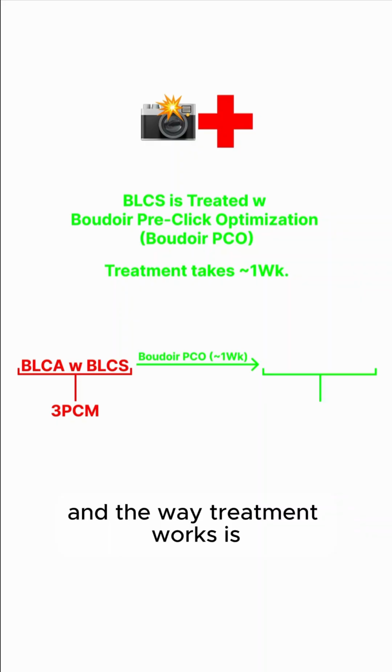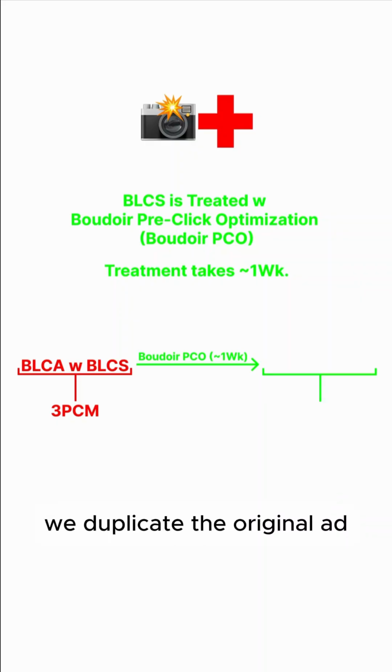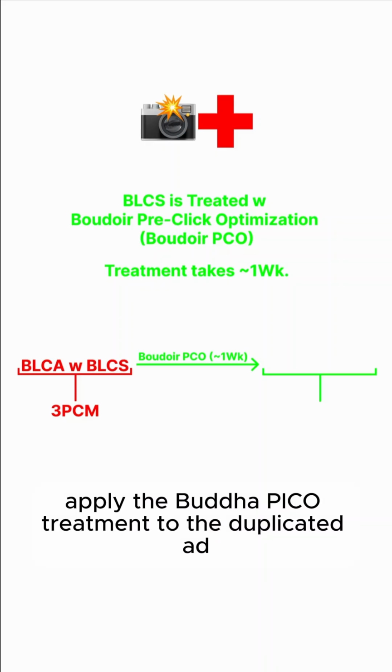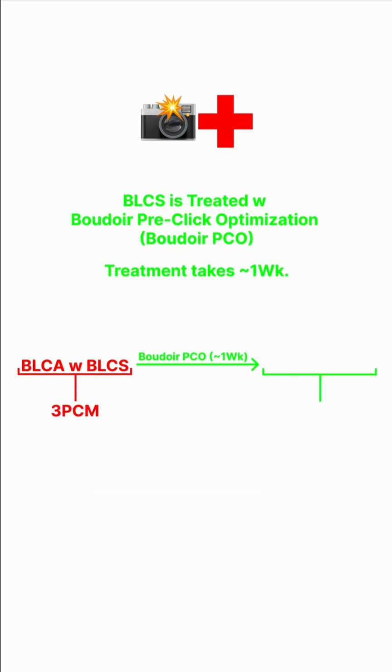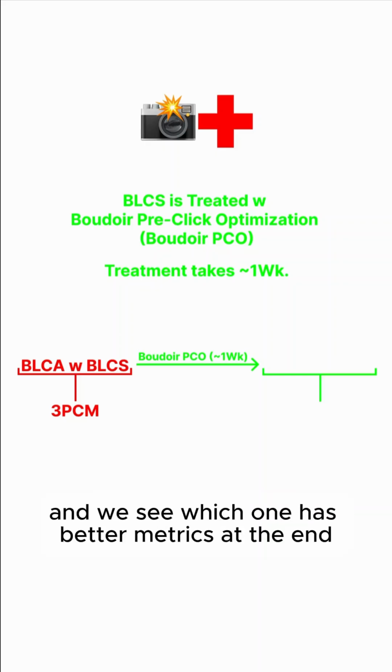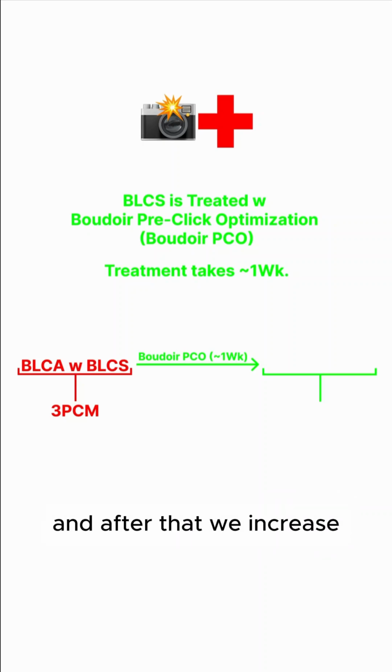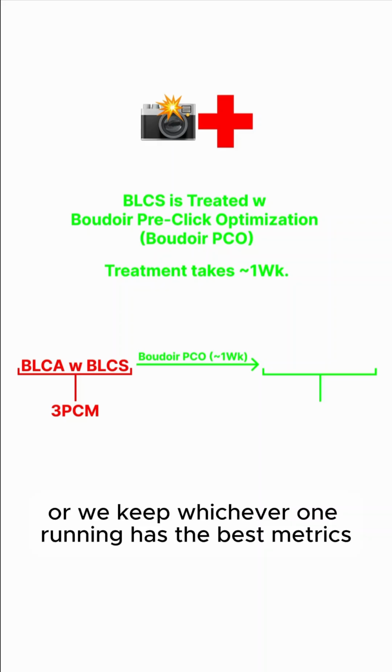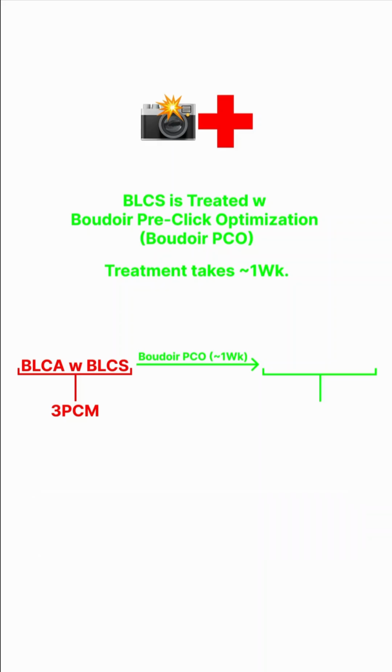The way treatment works is we duplicate the original ad and leave the original ad as it is. We apply the Boudoir Pico treatment to the duplicated ad, leaving the original untouched. We run them both in parallel and see which one has better metrics at the end. On average, it takes about a week. After that, we increase or keep running whichever one has the best metrics.